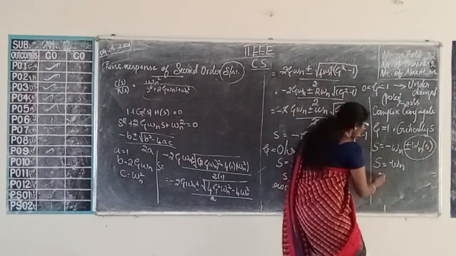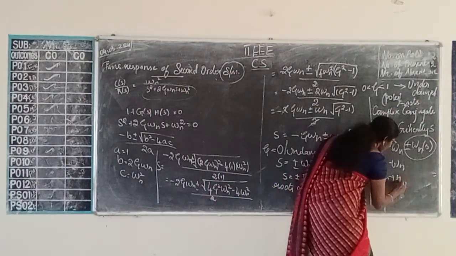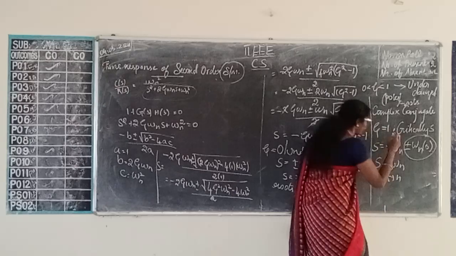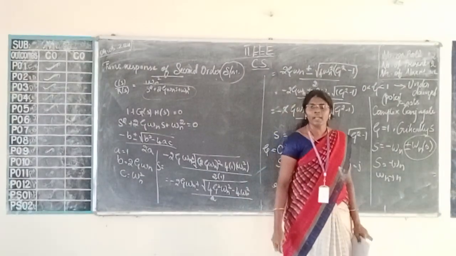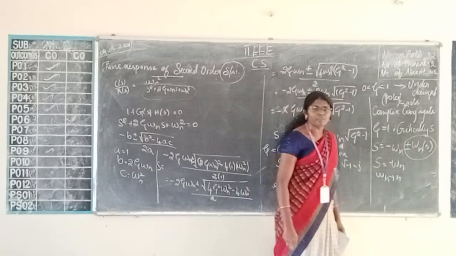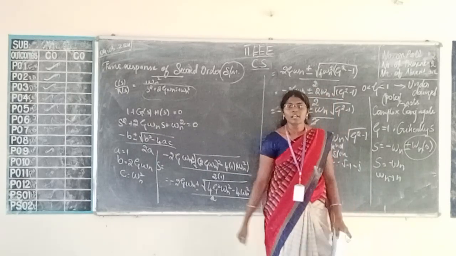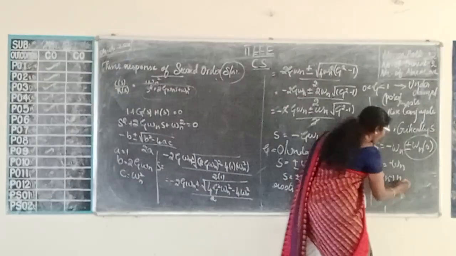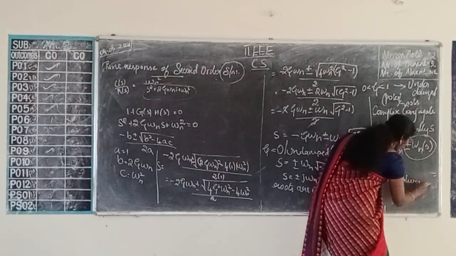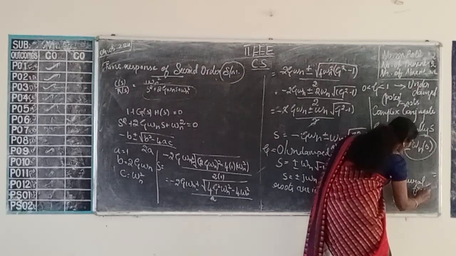And we know that omega n is the natural frequency, and the value depends on omega n. The unit of it, as we all know, is radian per second. So omega n is the natural frequency.